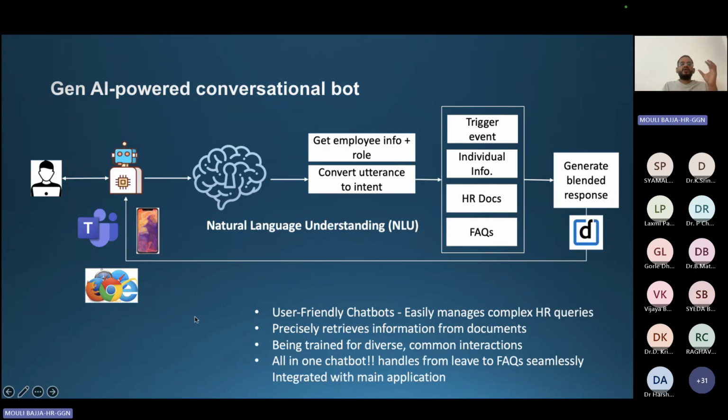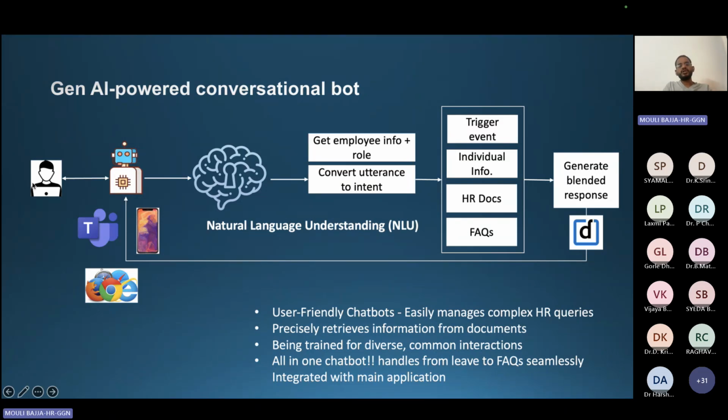Now, here, if you look at the pieces, here is the user on the left-hand side. The user can access the chatbot through Microsoft Teams. We had an SDK with Teams. It can be accessed through Android and iOS, and through a web browser.